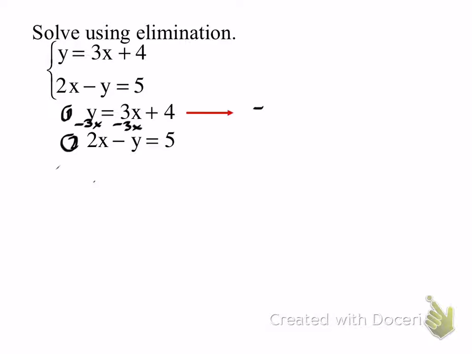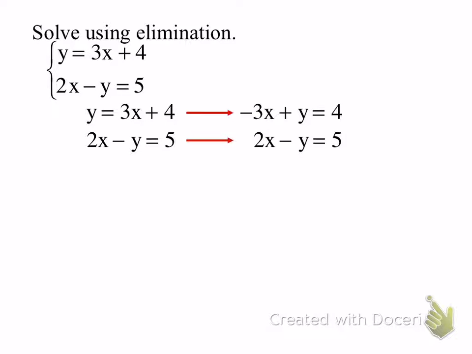Y minus 3x. No, line it up the way the other equation is written. Oh, -3x plus y equals 4. Good. -3x plus y equals 4. Okay? And then I'm going to line the other one up. Notice I put an arrow. Now I can do my elimination method.